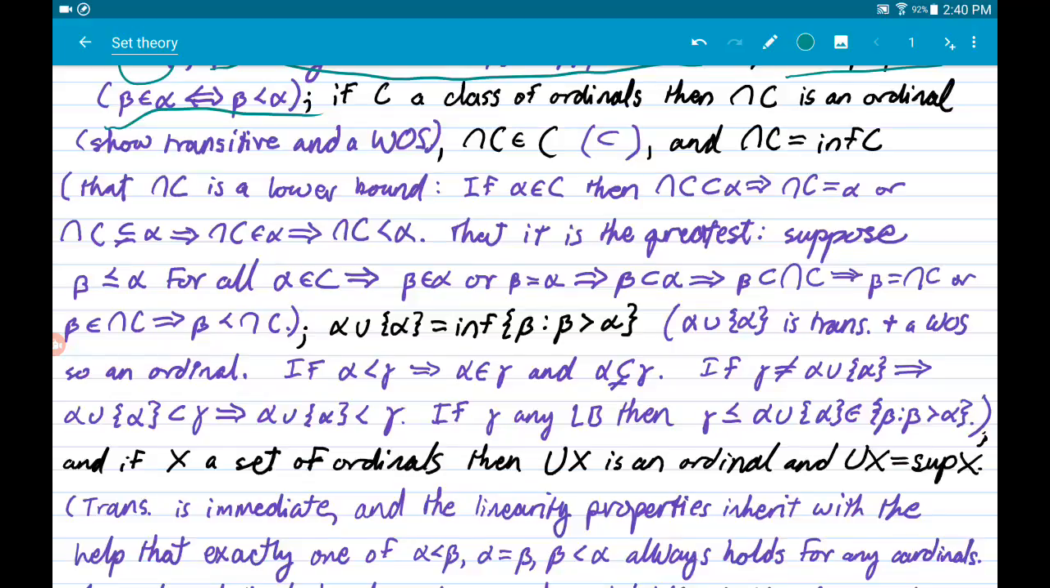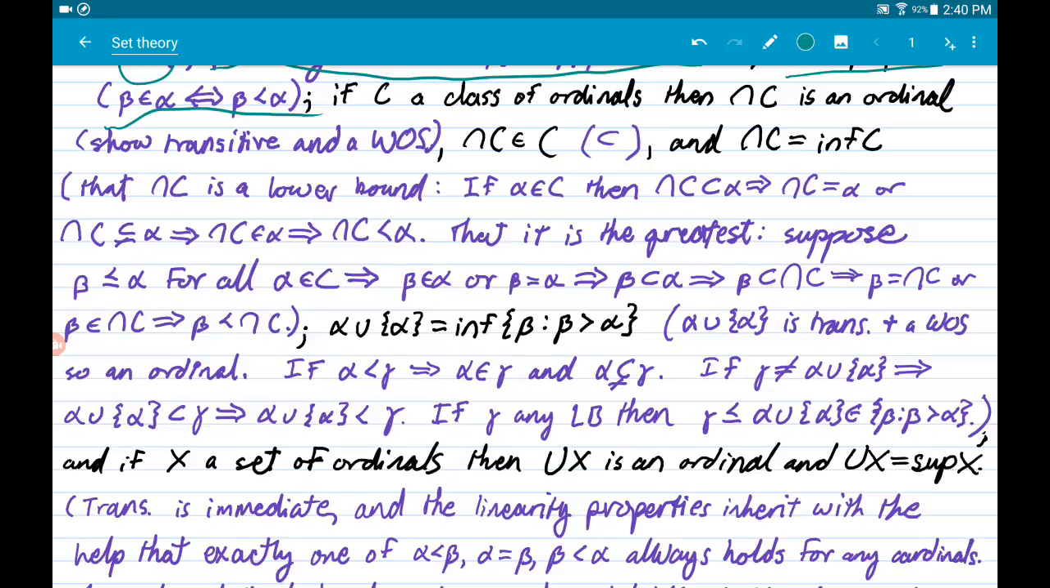Okay, next I really won't even argue this case because I think it is pretty easy that if you have any class of ordinals, then the intersection over that class is also an ordinal. All you have to do is show that this intersection over any class of ordinals is transitive in a well-ordered set. That will be pretty simple to do. Also, the intersection over a class of ordinals will be included in that class of ordinals.